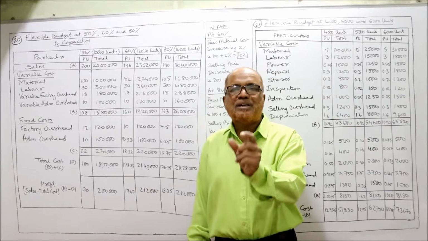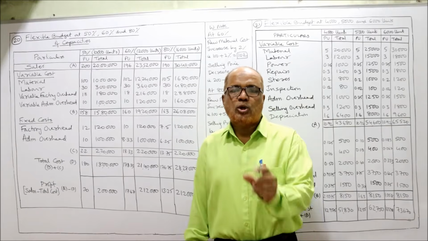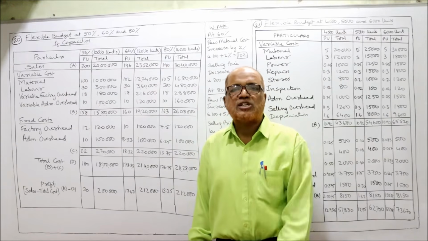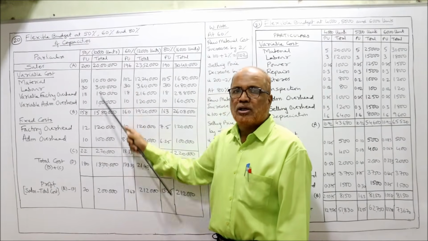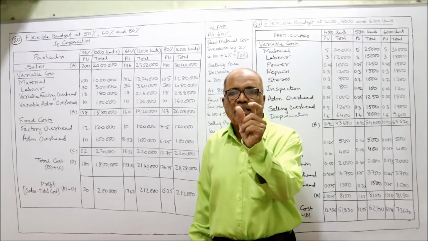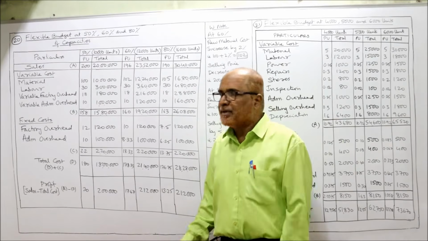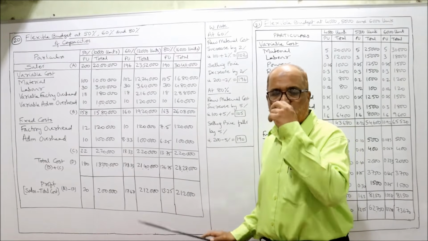Same logic for administration overhead. Administration overhead given in the problem 20 rupees, 10%, 50% fixed. So 20 rupees ka 50%, 10 rupees. 10 rupees are fixed. So 10 into 10,000, you will get 1 lakh. So total administration overhead 1 lakh, and this total 1 lakh will remain same. So here also 1 lakh, here also 1 lakh, here also 1 lakh. The total fixed cost will remain same.